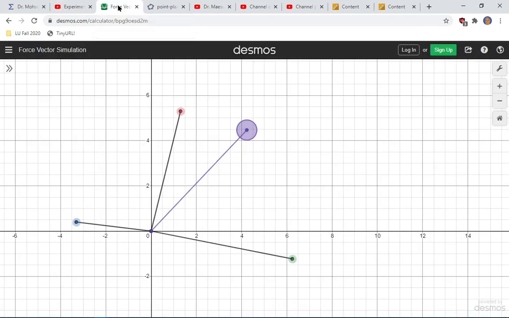So here is a demonstration on Desmos. Here we have three forces: the green force, the red force, and then the blue force. The sum of these three forces is this purple force. You see, the purple force is quite substantial, meaning if I take all of them, the green, red, and blue, and replace them by this purple, it is going to do the job of all three of them.